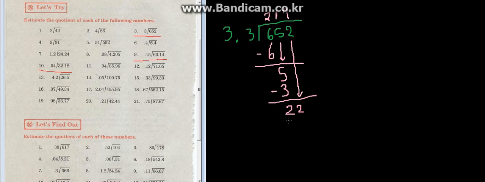So 21. 7 times 3 is 21. 22 minus 21, that's 1. So the estimation for this problem is 217. So 3 goes into 652 about 217 times. Okay, and this remainder right here doesn't really matter because this is estimation. So we don't care about this remainder here.